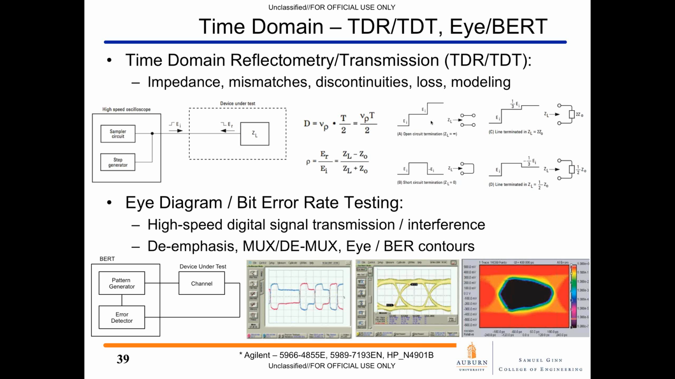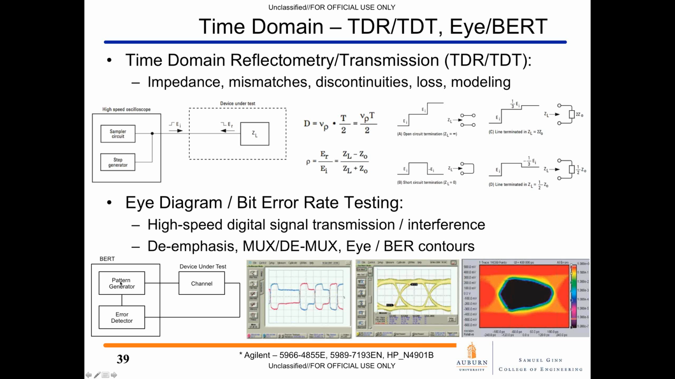etc. for that. So another time domain technique is eye diagram or bit error rate testing. For that, we're using it to characterize some of the high-speed digital signal transmission structures that we've got. This is obviously a very light introduction, but this can be a very complicated setup depending on the level of de-emphasis or multiplexing and demultiplexing that you need to take into account based on the systems and frequencies that you're looking at.